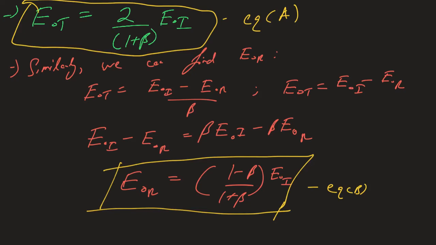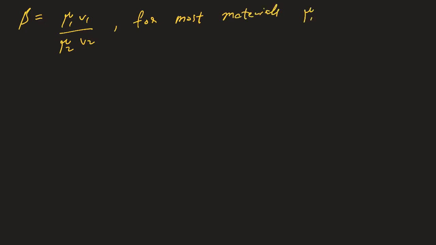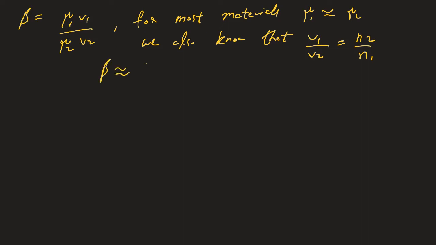So let's try to summarize these a bit more. So we have the reflected and transmitted components now. Beta, let's just simplify this a bit. So it's mu1 v1 over mu2 v2. Now for most materials, mu1 is approximately equal to mu2. And we also know that the ratio of the velocities v1 over v2 is equal to the ratio of the refractive indices in those media, right? We know this from the wave equation. So beta is approximately equal to n2 over n1.